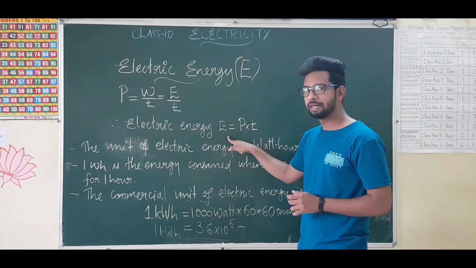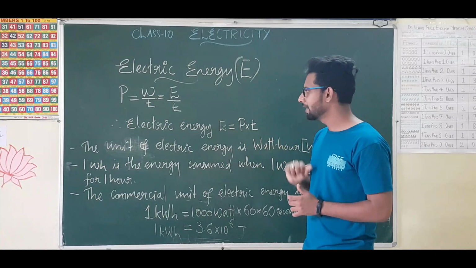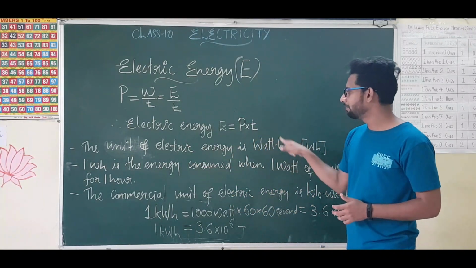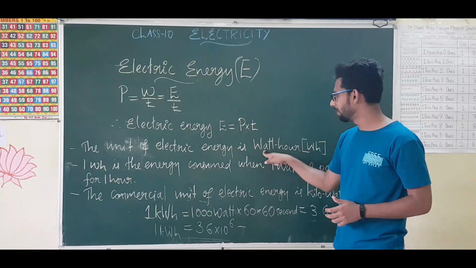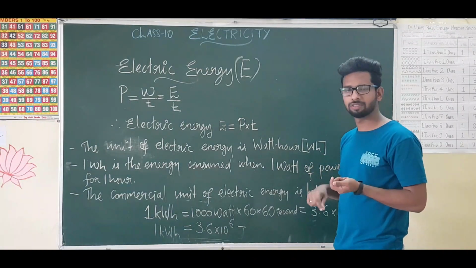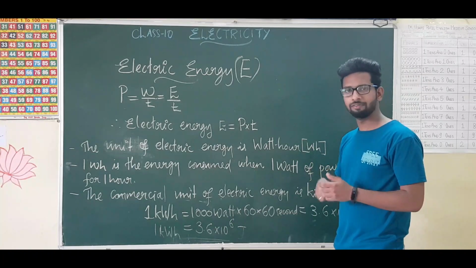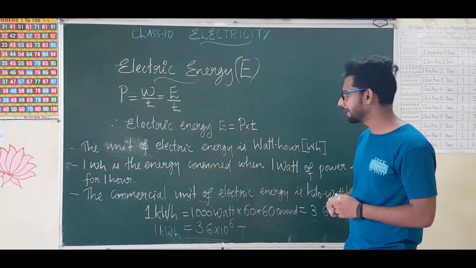What do I mean by electric energy? It is the product of electric power and time. So the SI unit of electric energy is watt hour. How are we getting the watt hour? The unit of power is watt and time is hour. We will not consider the second, because electric energy used by devices will be a high value. So we will consider only the large value for the time.